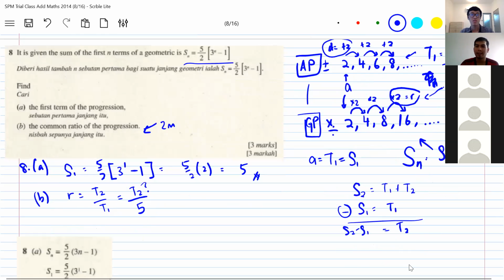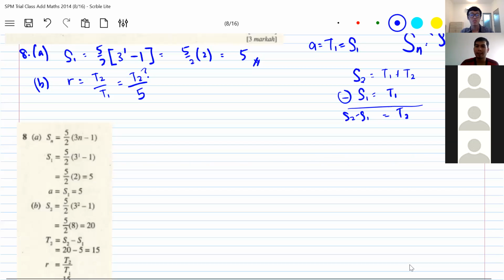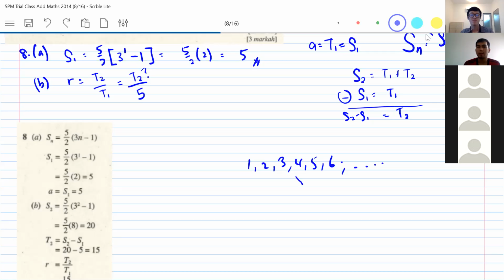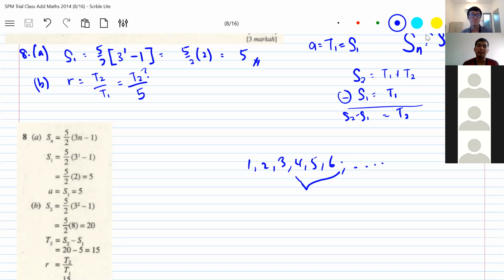This holds true for, say, I give you a sequence 1, 2, 4, 8, 16. Or, for example, an arithmetic progression, right? 1, 2, 3, 4, 5, 6. Sometimes they want the sum of the 4th to 6th term. They only want you 4, 5, 6, but you're not given this progression, right?